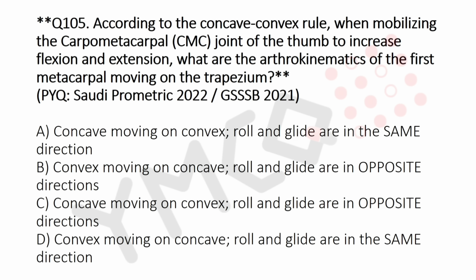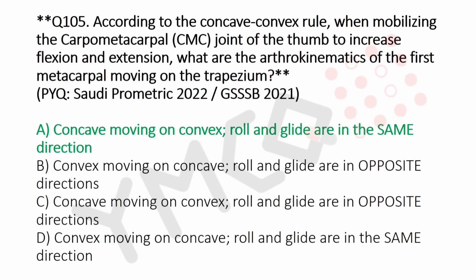And the answer is option A, concave moving on the convex, roll and glide are in the same direction. The thumb CMC joint is a saddle joint. For flexion and extension, the base of the metacarpal is concave, like a bowl, moving on the convex trapezium. So, concave on convex means the roll and the glide are in the same direction. Okay.